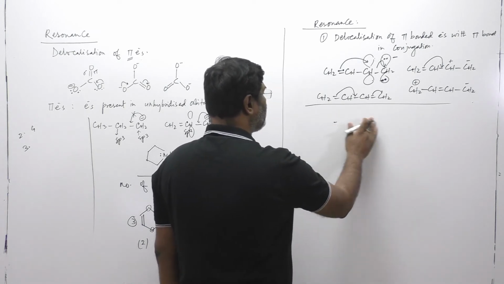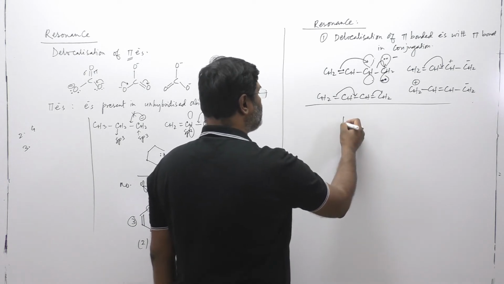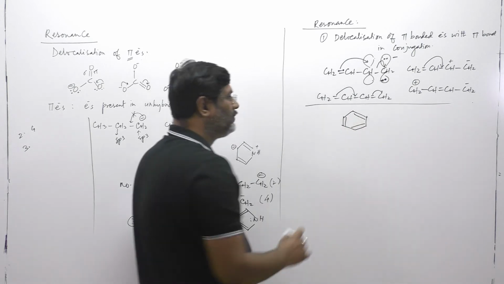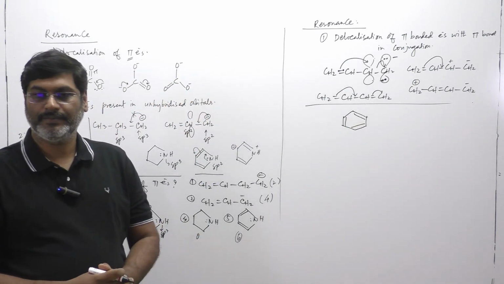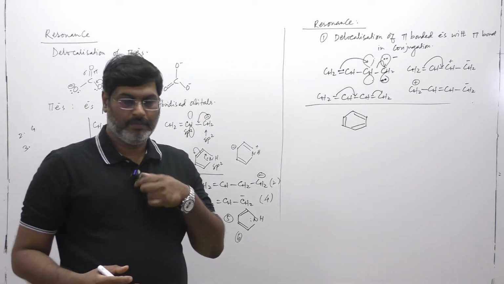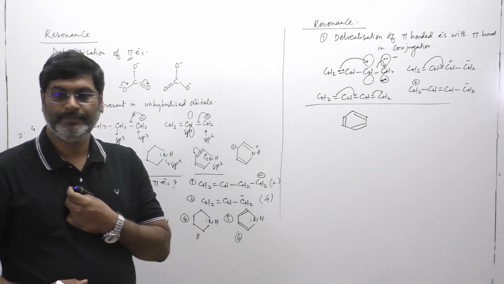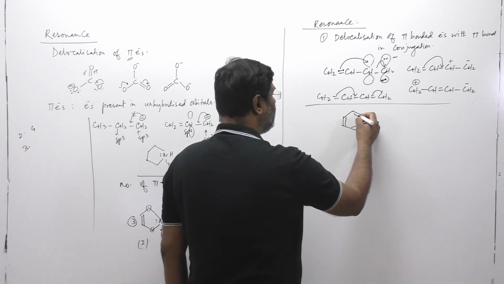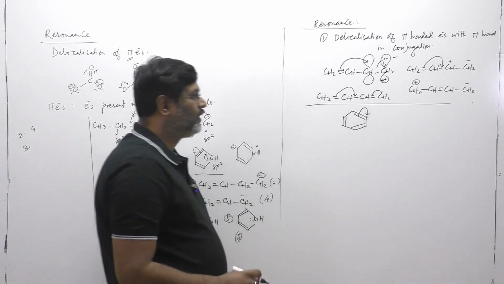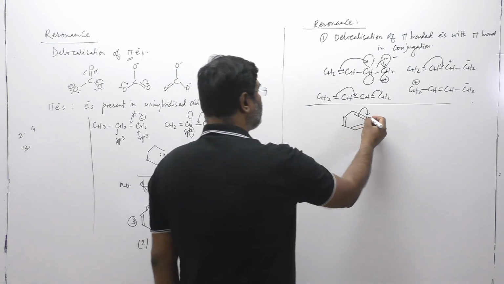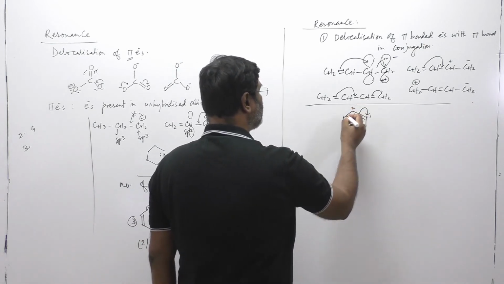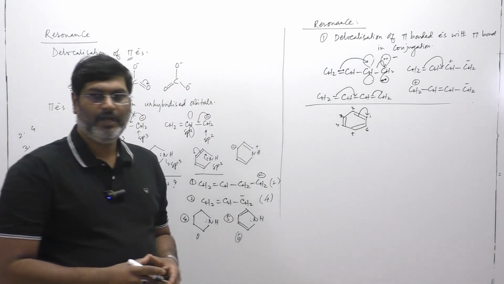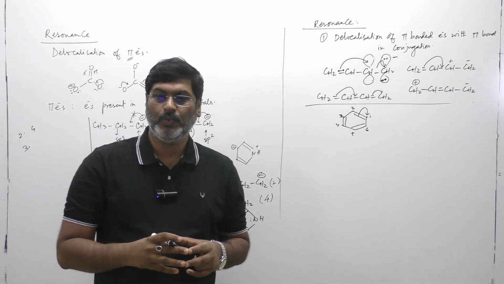Otherwise, take a better, more prevailing example: benzene. This is benzene. What happens in this case? You break it. We take this one as 1, this one 2, this one 3, this one 4, this one 5 and 6. We break the bond in between 1 and 2.